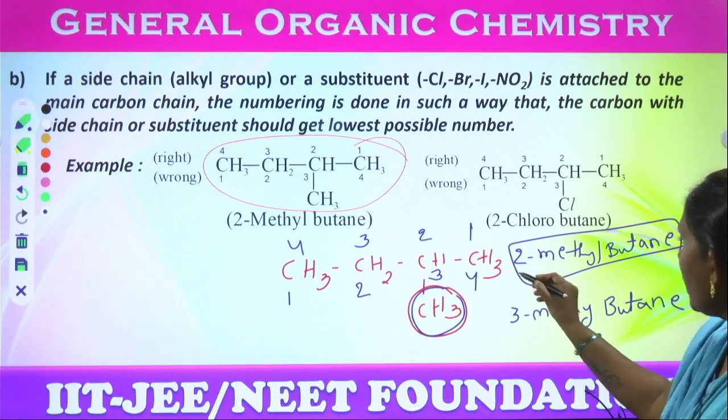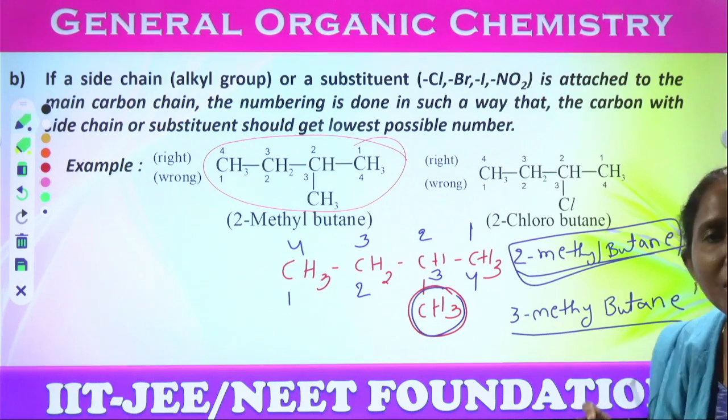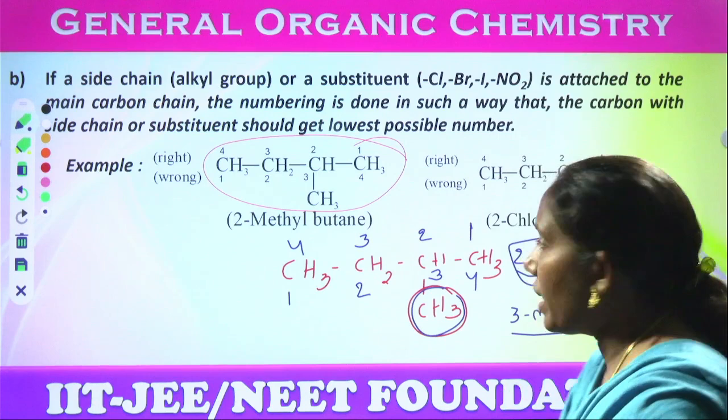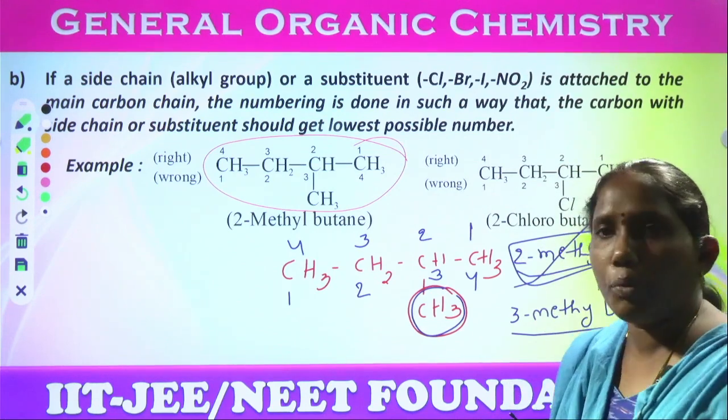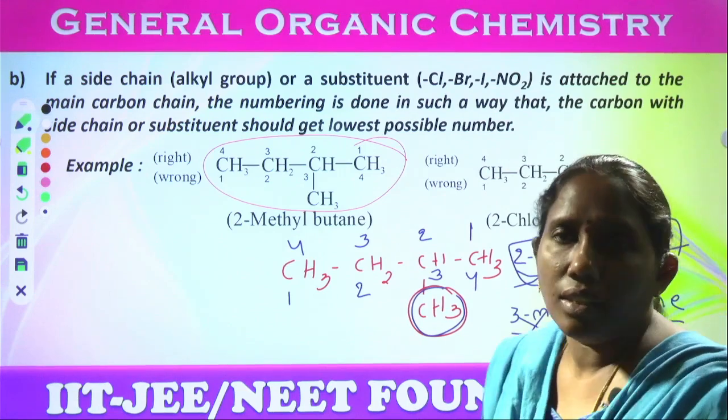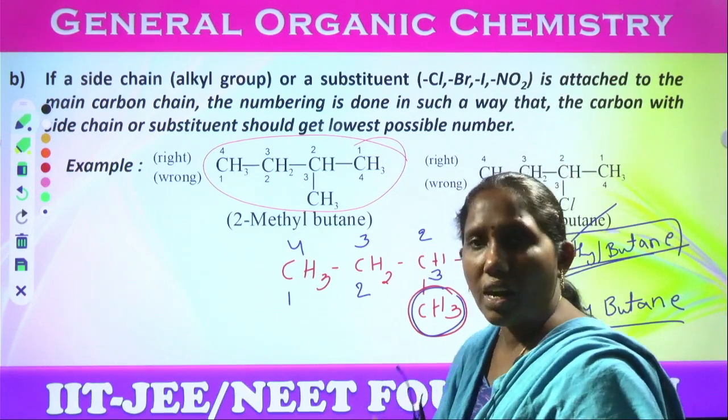So what does the lowest sum rule mean? If you see here, it is 2-methyl versus 3-methyl. Always we have to prefer the lowest numbering for the substituent. That's why the correct name is 2-methylbutane. 3-methylbutane is wrong. That is one of the things we have to remember while writing the nomenclature.